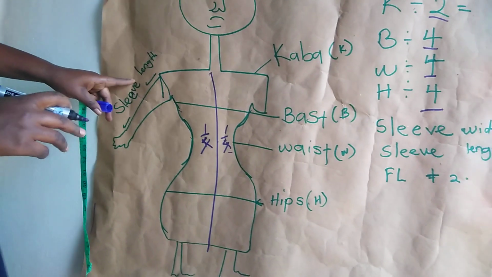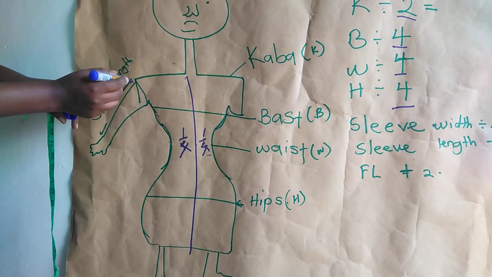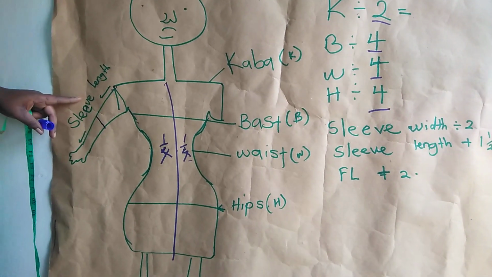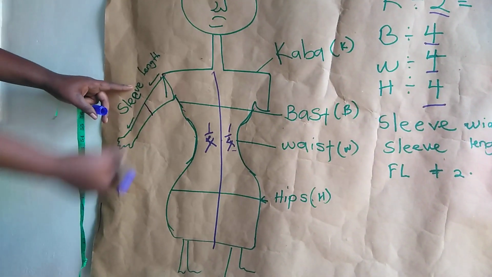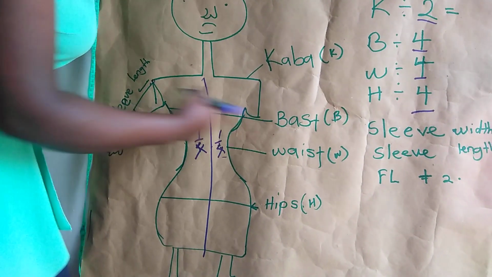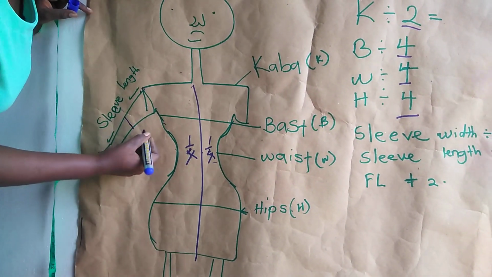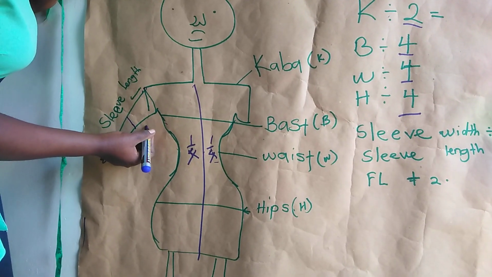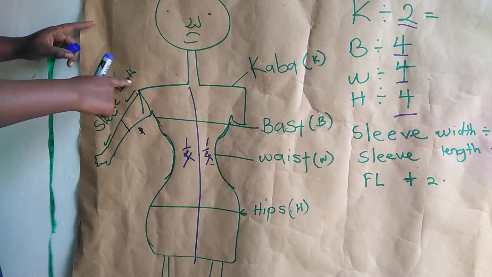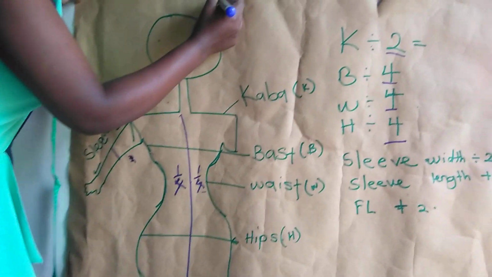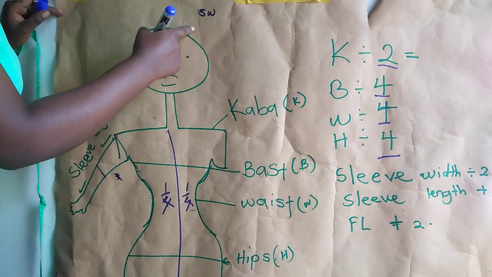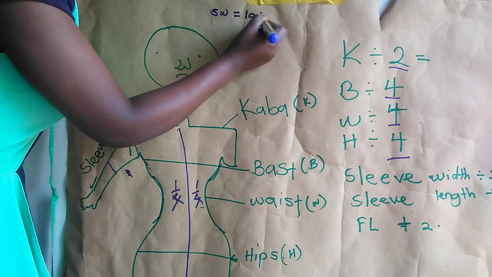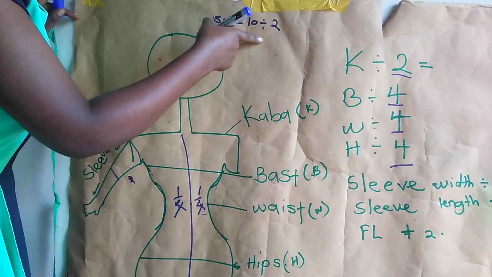Now, on the sleeve length, if it is a short one, you measure from the top up to where the person wants it to stop. But for the sleeve, we divide the sleeve width by 2. We will show you in future when we are cutting the sleeve. Just keep in mind, if you measure the sleeve width, not the length, and the sleeve width is equal to 10, we are going to divide it by 2.